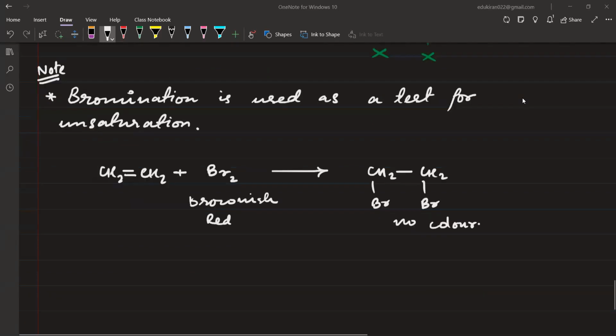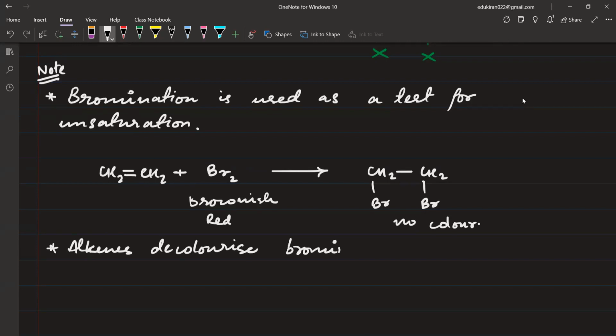What can I say now? Alkenes decolorize bromine water. So if you want to test whether a sample has a double bond or not, you add a small amount of Br2, and as soon as you add it, the brownish red color disappears. That means the sample had a double bond.